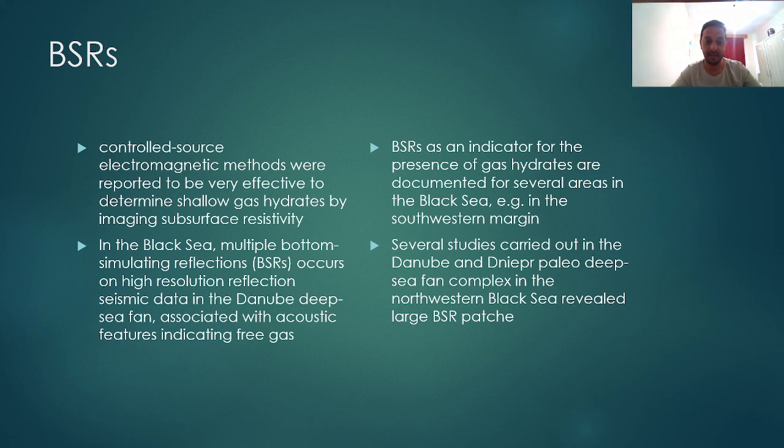subsurface resistivity. In the Black Sea, multiple bottom simulating reflections occur in high resolution reflection seismic data in the Danube deep sea fan, associated with the acoustic feature indicating free gas. So if we know that there is free gas in some area, it might give us a clue that there is gas hydrate.